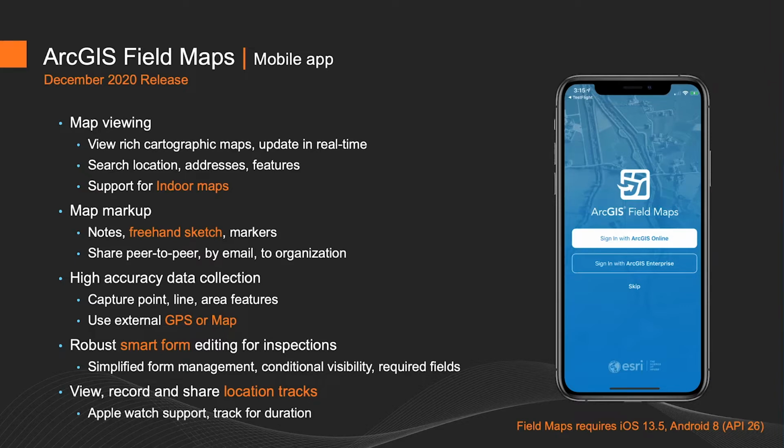On the map markup side of things, this really comes to the app from Explorer. So if you were a Collector user, this is all going to be new to you. You can drop markers, turn them into arrows to point at things. You can freehand sketch with your finger or with an Apple Pencil, perhaps, on the map. And all that markup is stored locally on your device. You can share it by AirDrop, email, or text message, or you could share it back to your ArcGIS organization and use it in Pro.